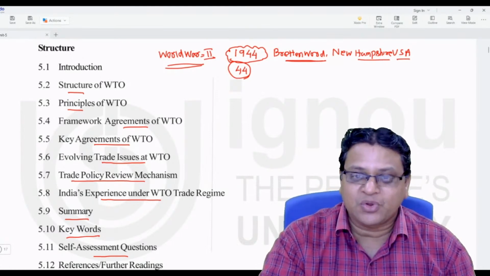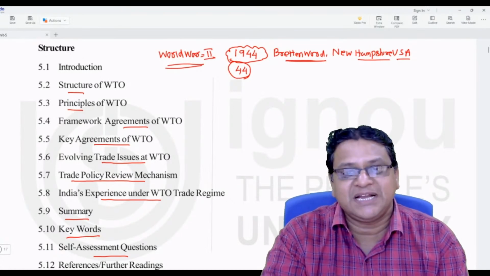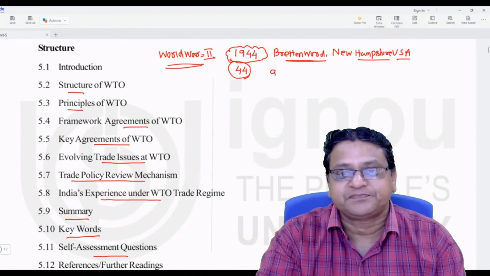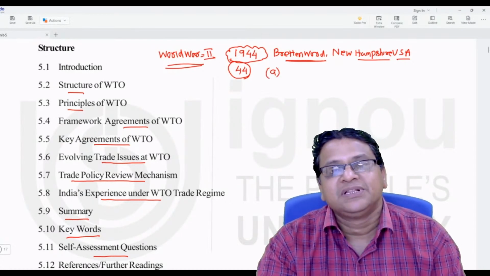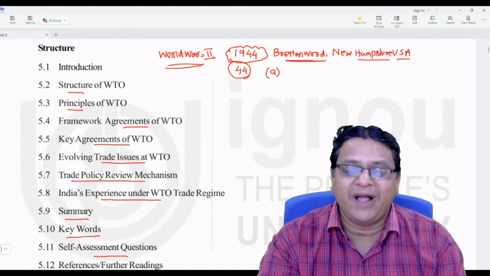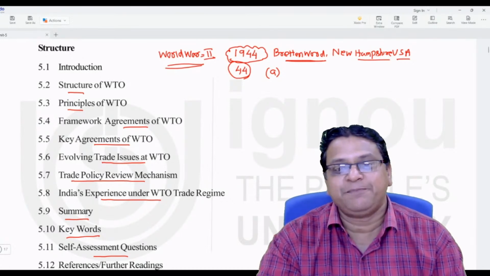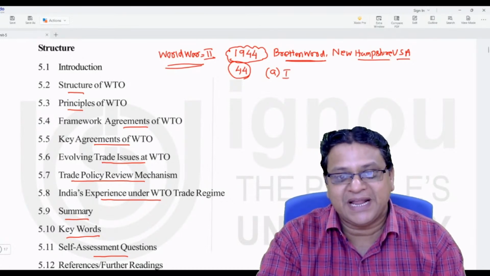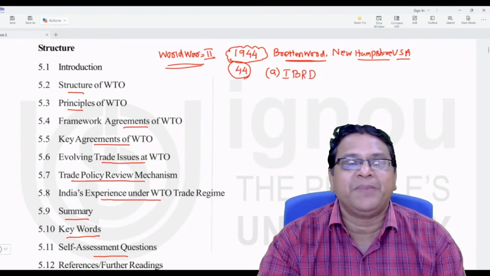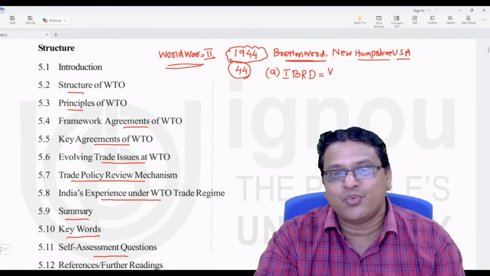At that Bretton Woods conference, all the 44 nations decided to set up three important institutions. First, they decided to set up a bank which will provide finance for developmental projects, and that bank is known as IBRD, International Bank for Reconstruction and Development, and later on this particular bank becomes World Bank.